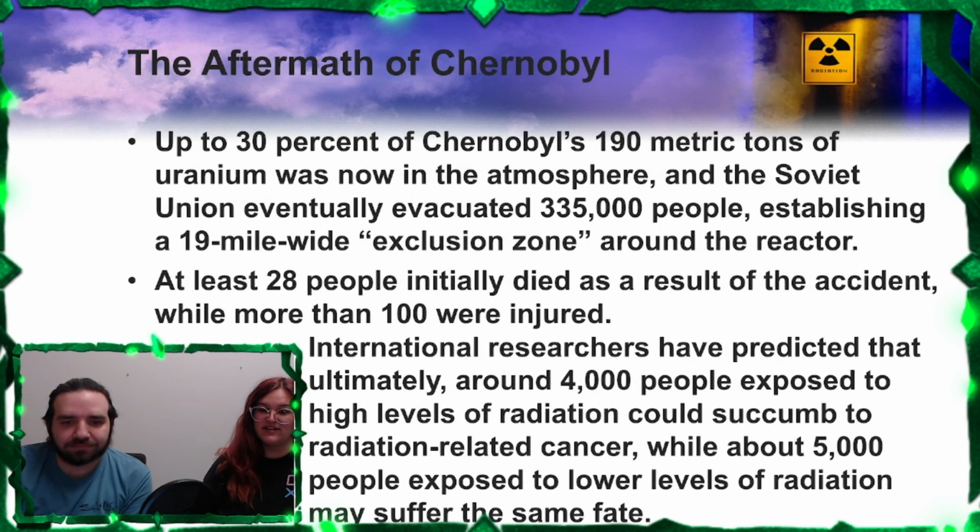Up to 30% of Chernobyl's 190 metric tons of uranium was now in the atmosphere, and the Soviet Union eventually evacuated the 335,000 people living there, establishing a 19-mile wide exclusion zone around the reactor. At least 28 people initially died as a result of the accident, while more than 100 were injured. International researchers have predicted that ultimately around 4,000 people exposed to high levels of radiation could succumb to radiation-related cancer, while about 5,000 people exposed to lower levels of radiation may suffer the same fate.